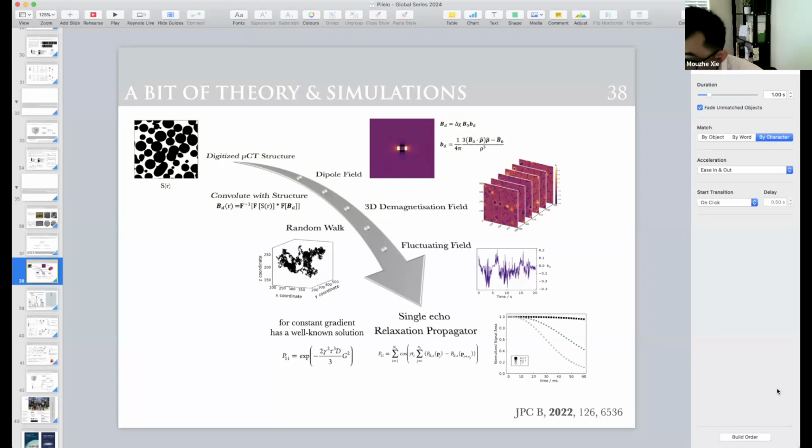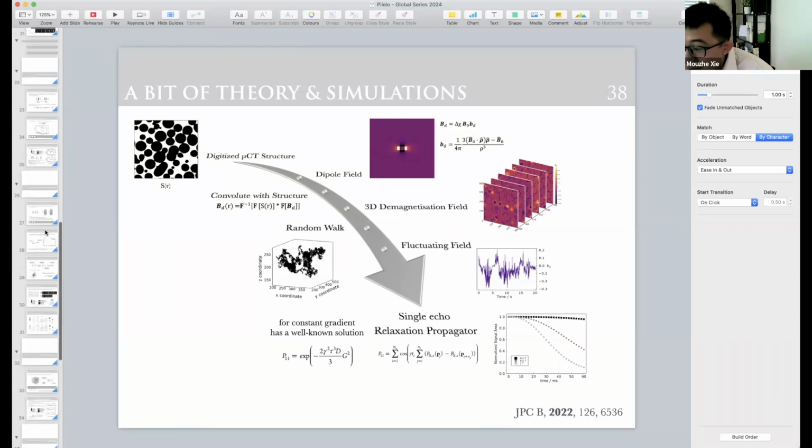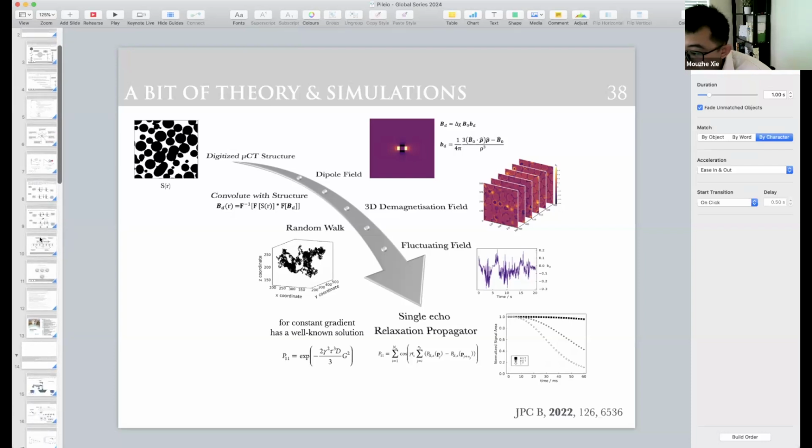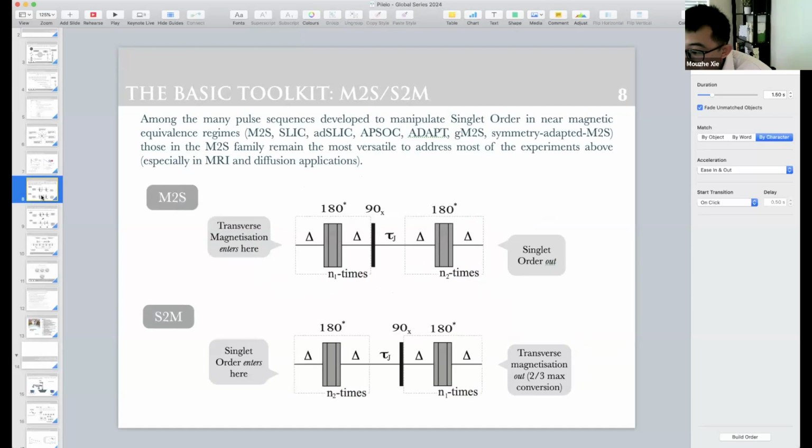Hi, Giuseppe. Thanks for your wonderful talk. I have a couple of questions. One, could you clarify what you meant by symmetry adapted S2S, M2S? And the second question is, have you explored accomplishing some of the wonderful experiments you showed on studies of diffusion using variants of symmetry-based sequences such as a pulse?